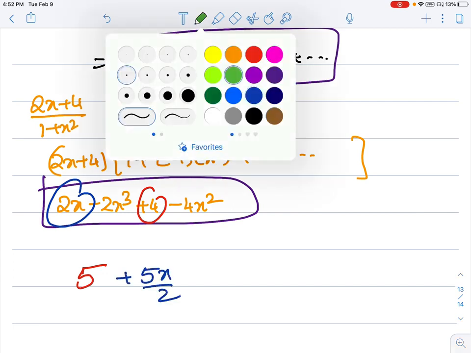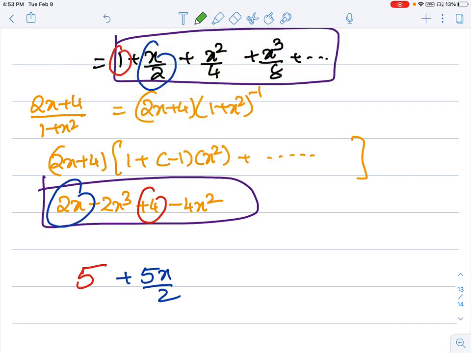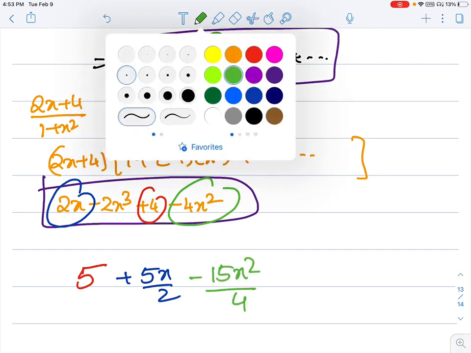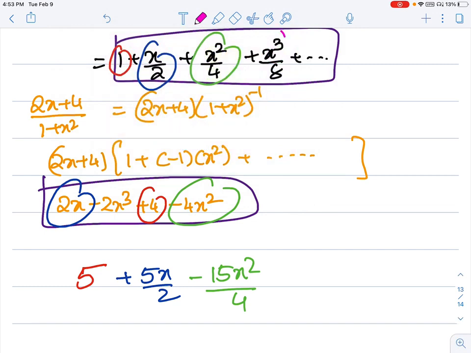Then I may use this one. x square upon 4 minus 4x square upon 4 becomes minus 15x square upon 4. Then finally x cube upon 8 minus 2x cube upon 8 is minus 16 plus 1, minus 15. Minus 15 x cube upon 8 plus and so on. That's all. That's the answer.